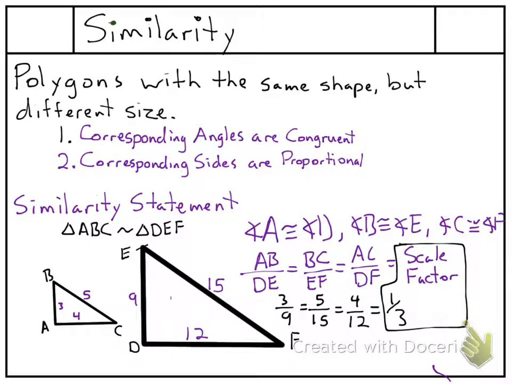So the angles are going to be congruent, the sides being proportional, meaning they all equal a scale factor, or all equivalent to each other. If they're not equal to each other, so let's say this one happened to be 1/4, then we would just say that they are not similar triangles.